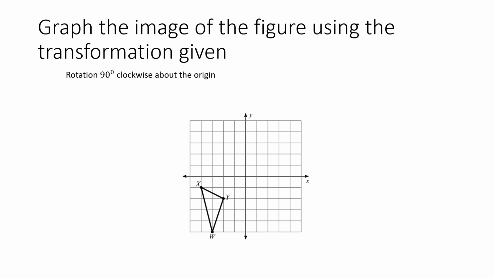Graph the image of the figure using the transformation given. Rotation 90 degrees clockwise about the origin. So we are going to rotate triangle WXY 90 degrees clockwise. We are going to turn our paper one time only in the direction the clock moves.